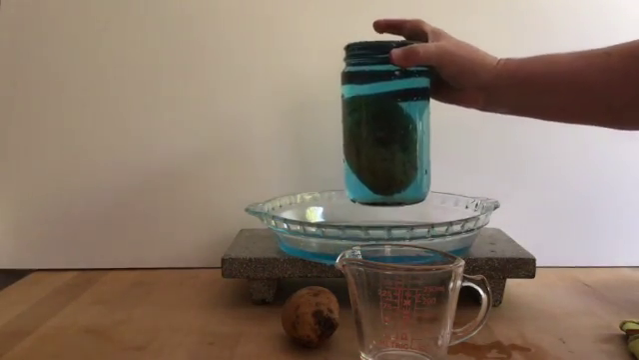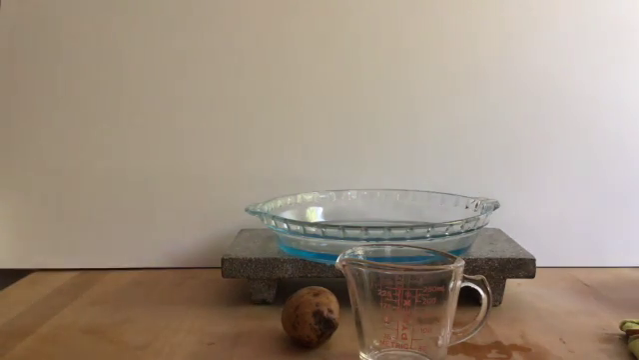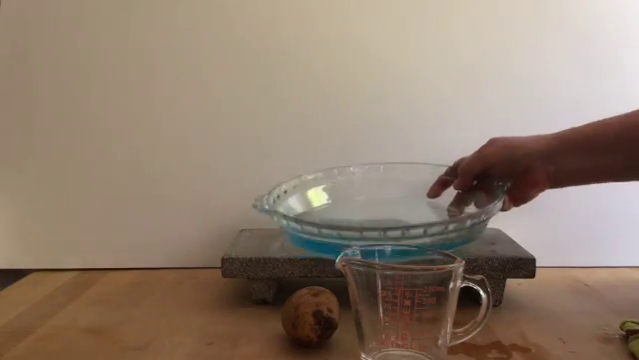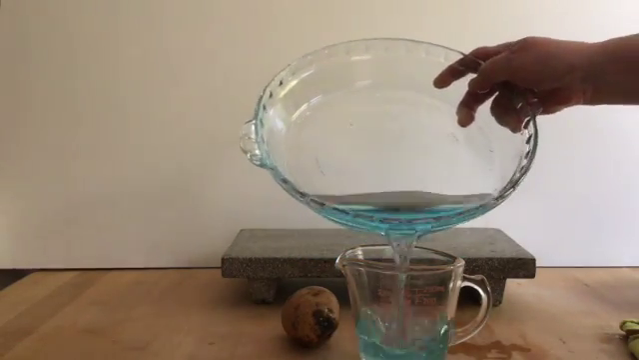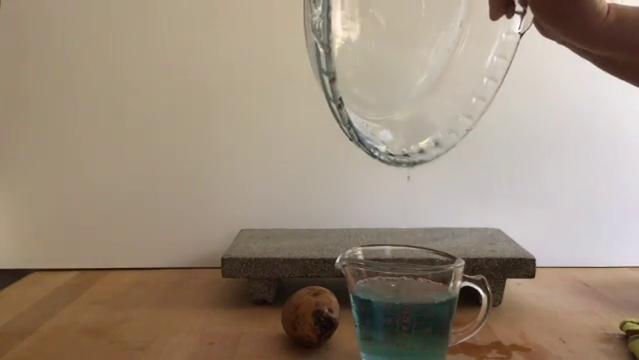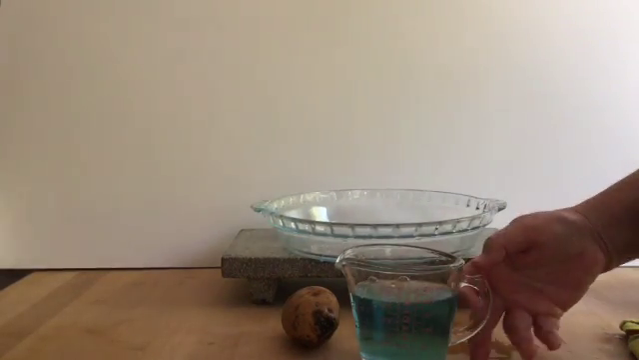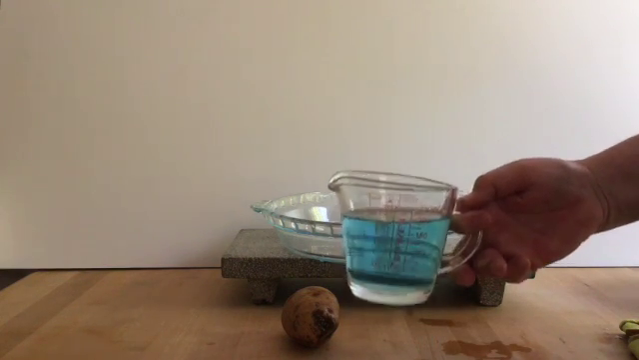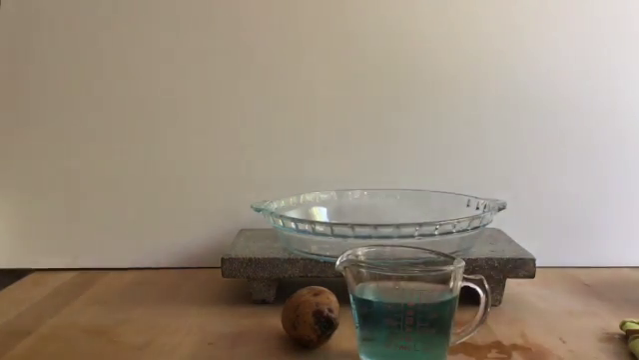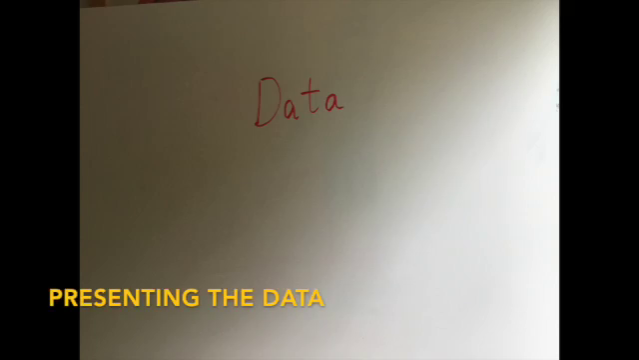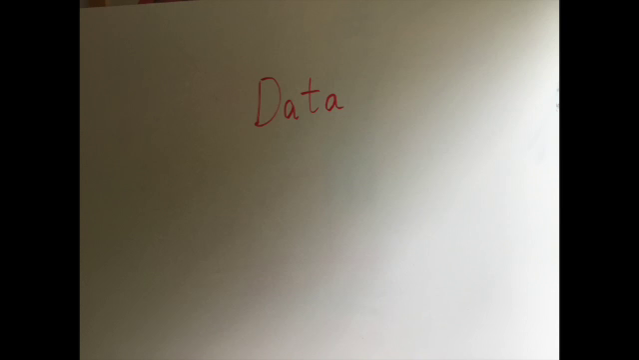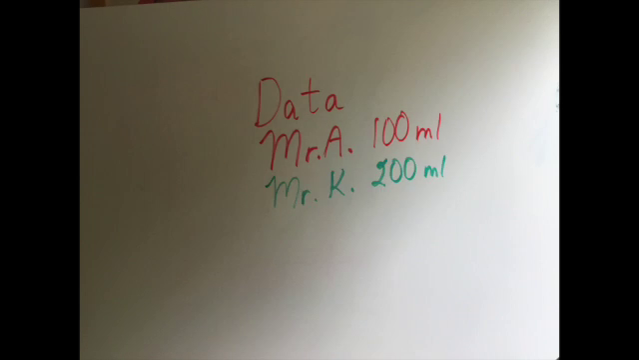It looked like Mr. Kangaroo pushed out a lot more water, but let's measure or quantify how much water Mr. Kangaroo pushed out of the bath. And it is about 200 milliliters. So now let's present the data, maybe as the students would. Mr. Archimedes pushed out or displaced 100 milliliters of water from the bath. Mr. Kangaroo pushed out 200 milliliters of water from the bath.